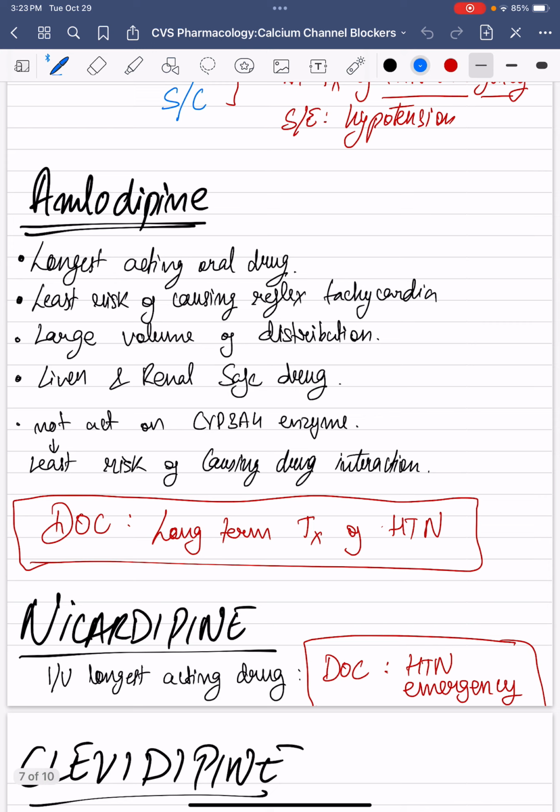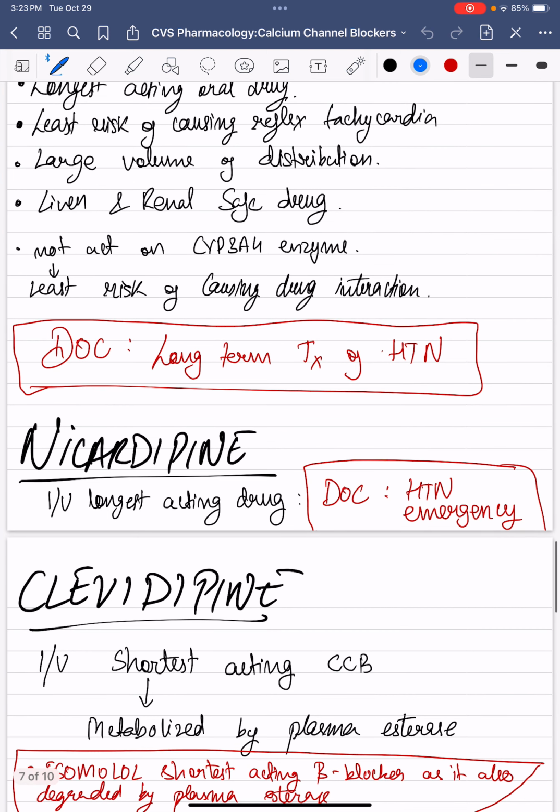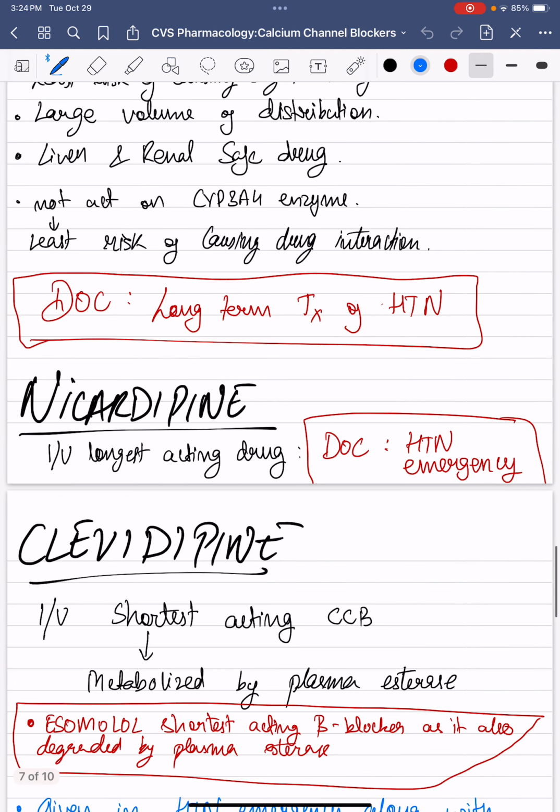Now let's study another drug in this class, that is amlodipine. Amlodipine is the longest acting oral drug and it has the least risk of causing reflex tachycardia among the dipines. It has a large volume of distribution and it is a liver and renal safe drug, and it does not act on the CYP3A4 enzyme, and that is why it has the least risk of bad drug interactions. So amlodipine is considered the drug of choice for the long term treatment of hypertension.